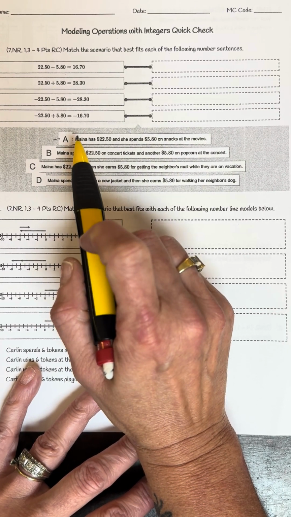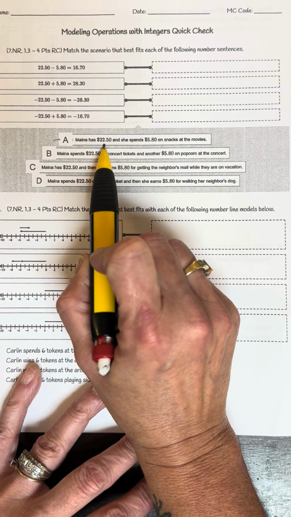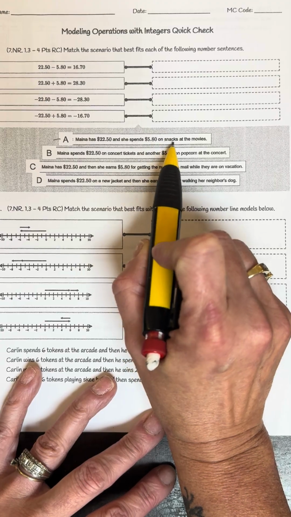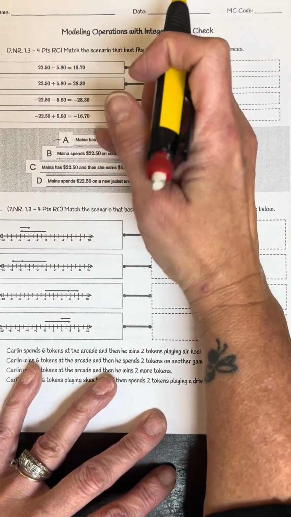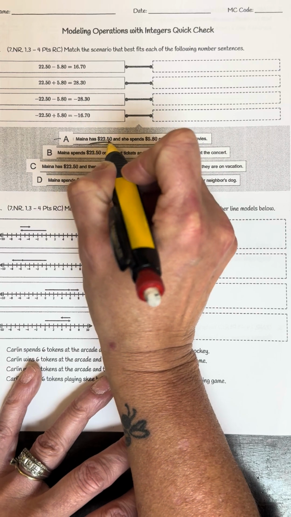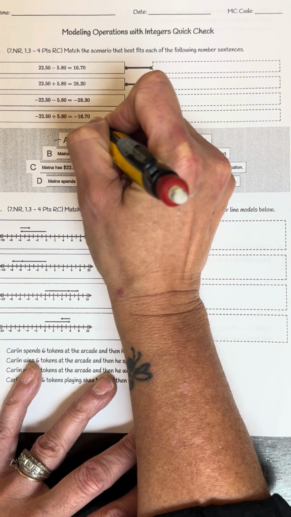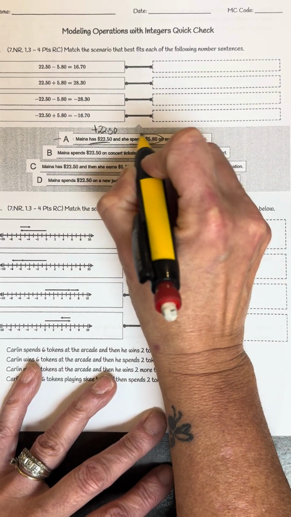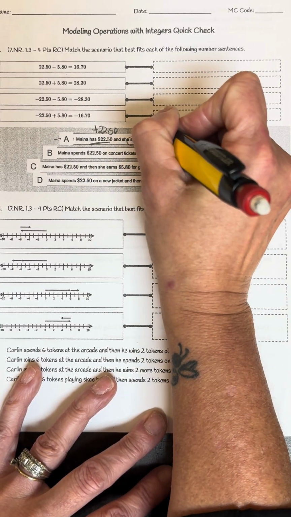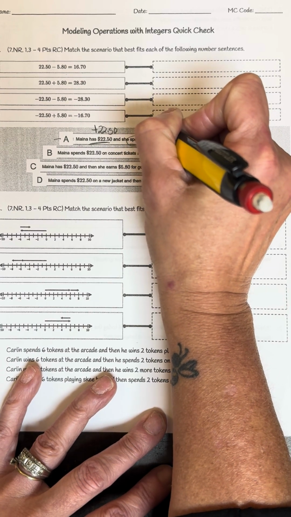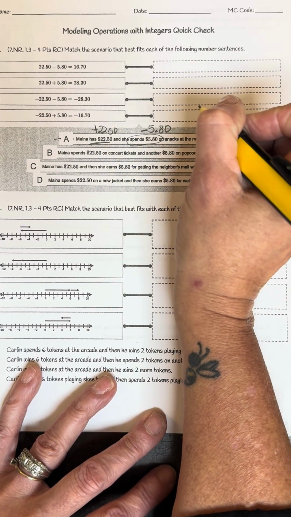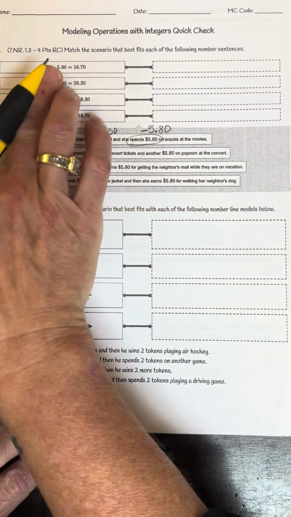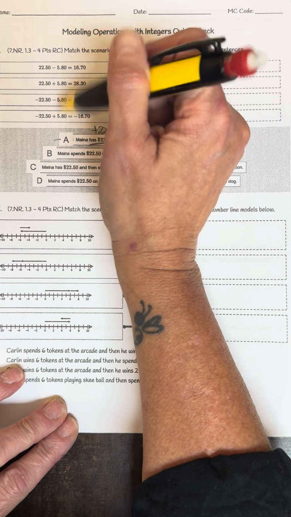Mania has $22 and she spends $5.80 on snacks at the movies. So let's break this up and look at what that is. She has $22.50. That means that's going to be a positive $22.50. She spends $5.80. That's going to be minus $5.80. All right.